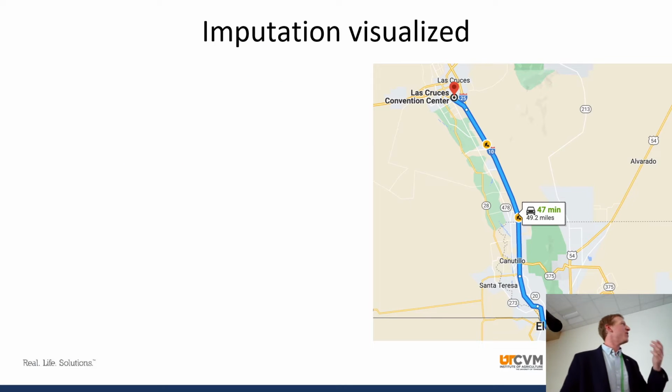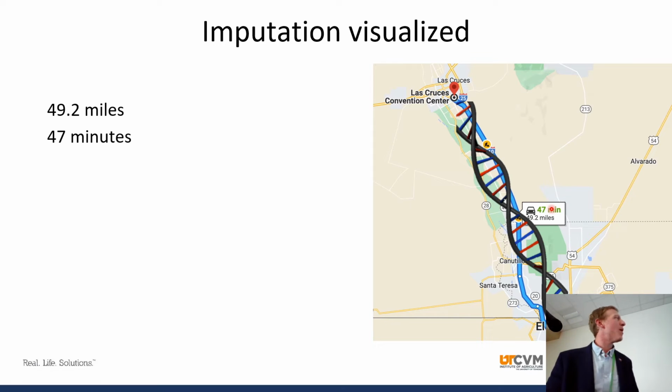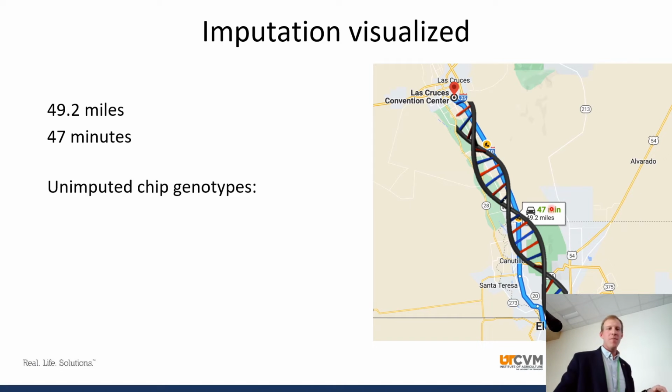And one thing that I wanted to just really drive home is this idea of visualizing imputation. So I came up with this while I was sitting waiting for the bus in the El Paso airport. So this is a 47-minute drive from the El Paso airport to the convention center here. And so if we imagine that like a strand of DNA, right? This is 49.2 miles. Took us 47 minutes to get there. And we think about, I guess, looking out the window during this drive from El Paso to the convention center, okay?